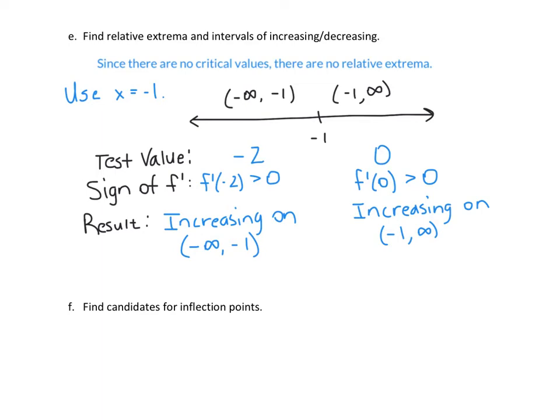It's only increasing. Next, we want to find our candidates for possible inflection points. We find those by setting the second derivative equal to 0. So we want to know when f double prime of x equals 0. So we are setting -6 divided by (x plus 1) cubed equal to 0. Well, since the numerator is a constant, it is never equal to 0. So there is no solution here. So there are no candidates for inflection points created by setting the second derivative equal to 0.